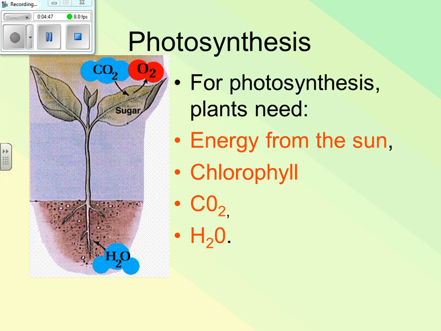So photosynthesis, some basics. If I gave you a plant and said don't kill it, make it grow, I'm fairly certain you all would be able to answer that question. What do plants need for photosynthesis? Energy from the sun. They need chlorophyll, which is the pigment that absorbs the sunlight, carbon dioxide from the air, and of course water itself.